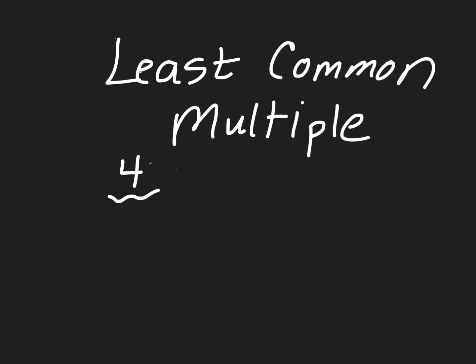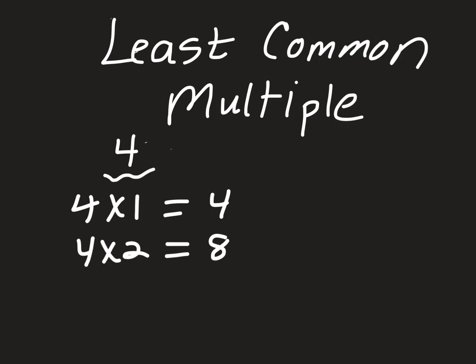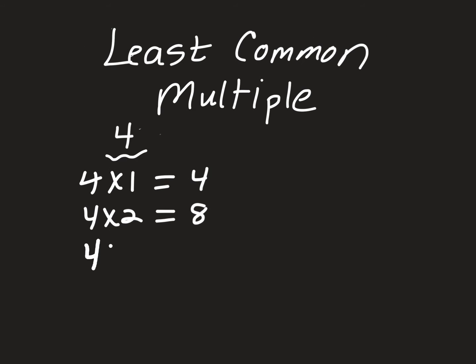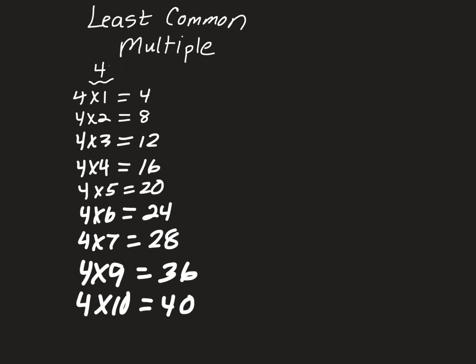Since 4 times 1 is equal to 4, 4 times 2 is equal to 8, 4 times 3 is equal to 12. You can probably see where I'm going with this. So I just kind of made a list going through the first 10 here. Because all of these numbers are what we get from multiplying 4 by another number, these are all multiples of 4, because you get them by multiplying 4 by something else.